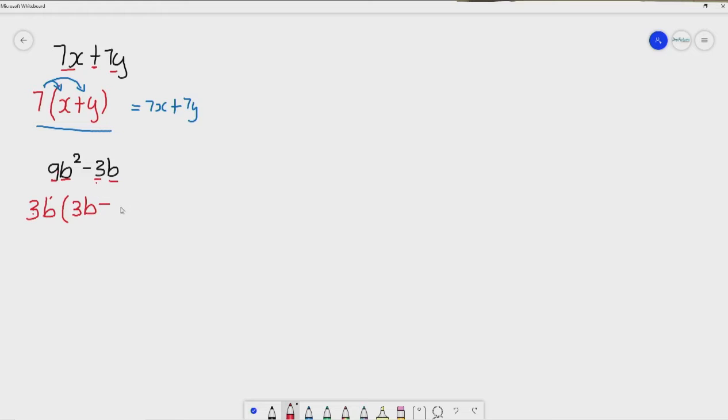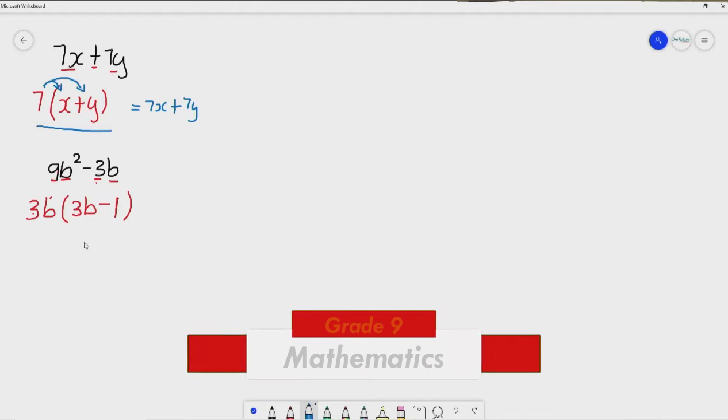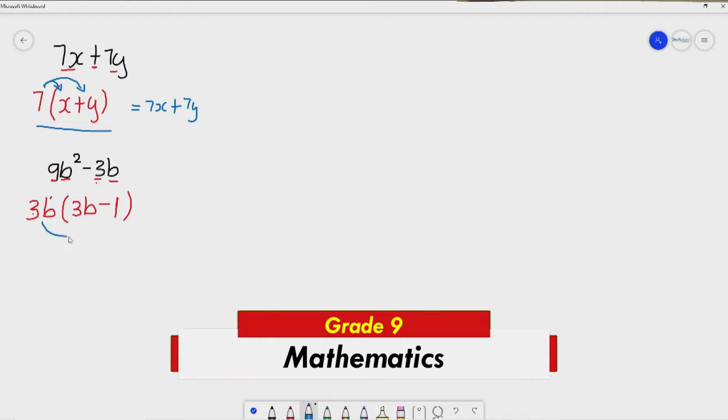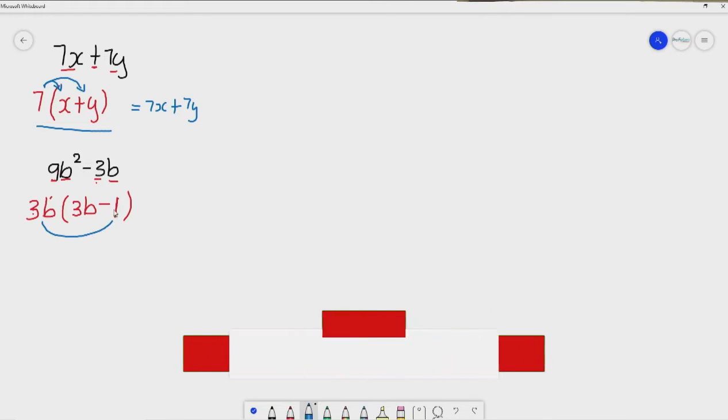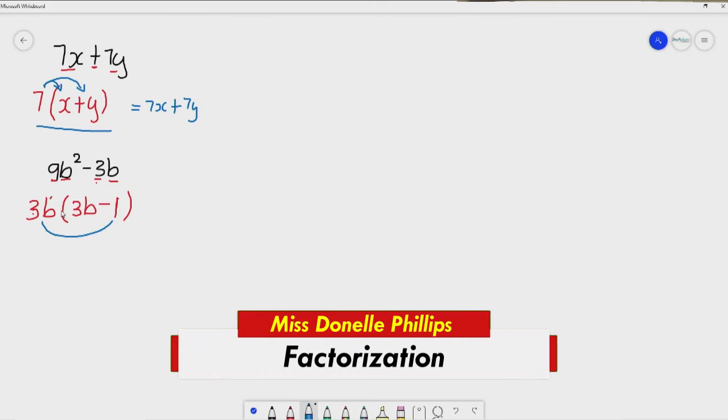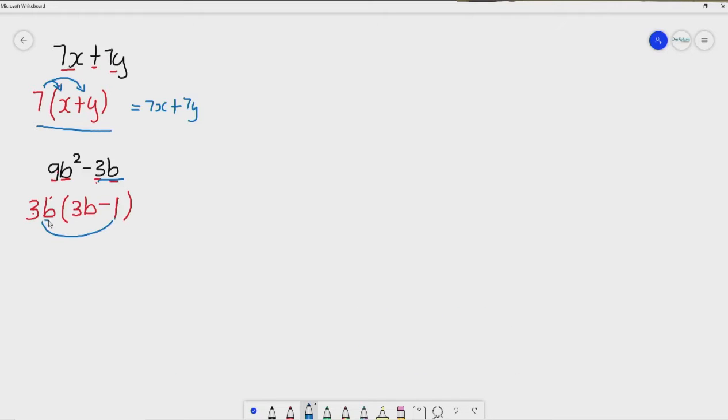3 divided by 3 is 1, and b divided by b would also be 1. So this would just be 1. And in actuality, we know that when we multiply 3b times 1, anything that multiplies by 1 would give us back what we started with. So 3b times 1 would give us 3b, and 3 times 3 is 9, b times b is b squared. So even if we clear the bracket, we would get back what we've started with. So this one is also correct.